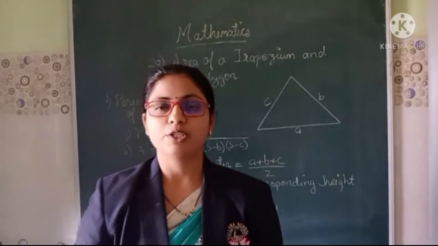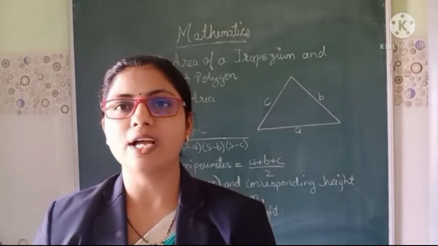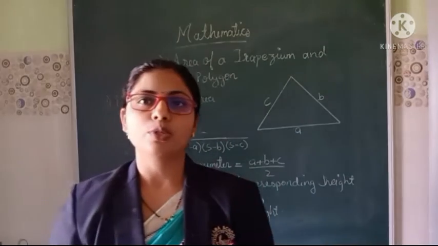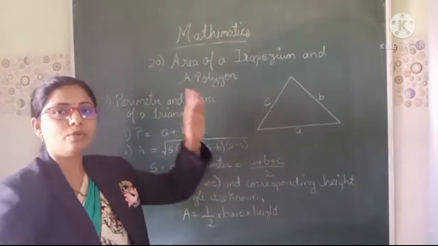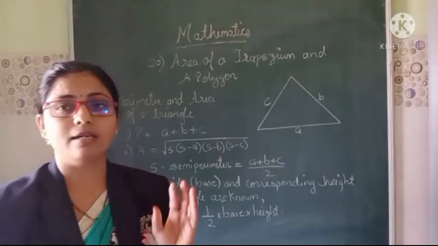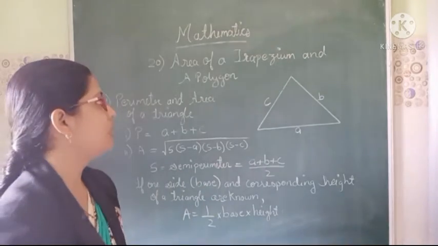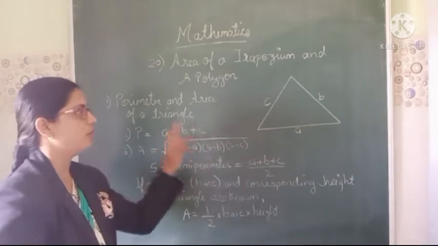Hello everyone. Today we are going to start a new lesson, that is area of trapezium and a polygon. So what do you understand by polygon? We know already that a more than two-sided figure is known as a polygon. So in this we are going to see first perimeter and area of a triangle.